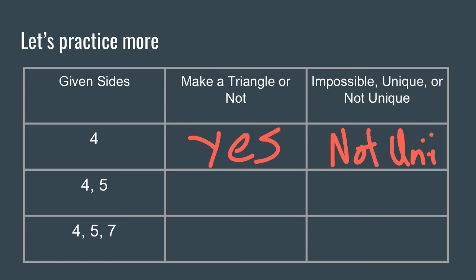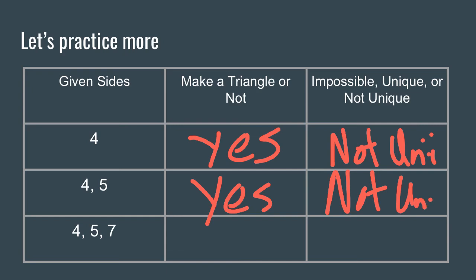For 4 and 5, that's a yes again. As long as we've set the limits, you can form a triangle with a 4 and a 5. It's just that whatever the third is has to fit within that same theorem, that the two smaller sides have to be greater than the larger side. So this is also not unique, meaning you can draw more than one triangle. Well, what about 4, 5, and 7? 4 plus 5 is 9, which is greater than 7. So this is also a yes.